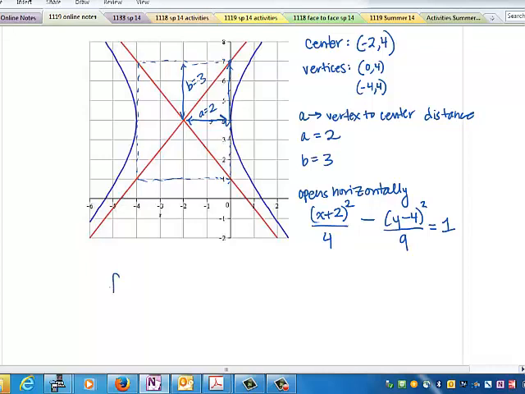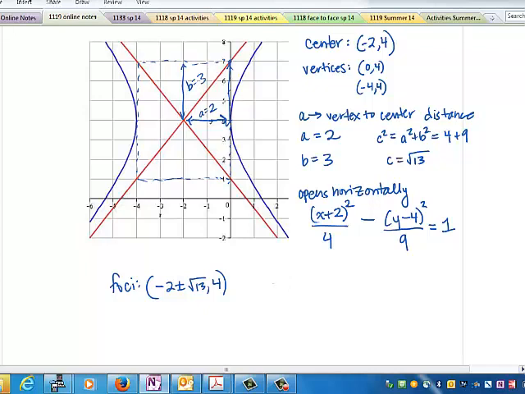Let's also list where the foci are, just for completeness. So the foci are left and right of the center, and we need to know what c is. c squared is always a squared plus b squared for hyperbolas. So that's 4 plus 9 in this case. So c would be the square root of 13. So we want to go that distance left and right of the center, which means we're changing the x. So (-2 plus or minus square root of 13, 4) for the foci.